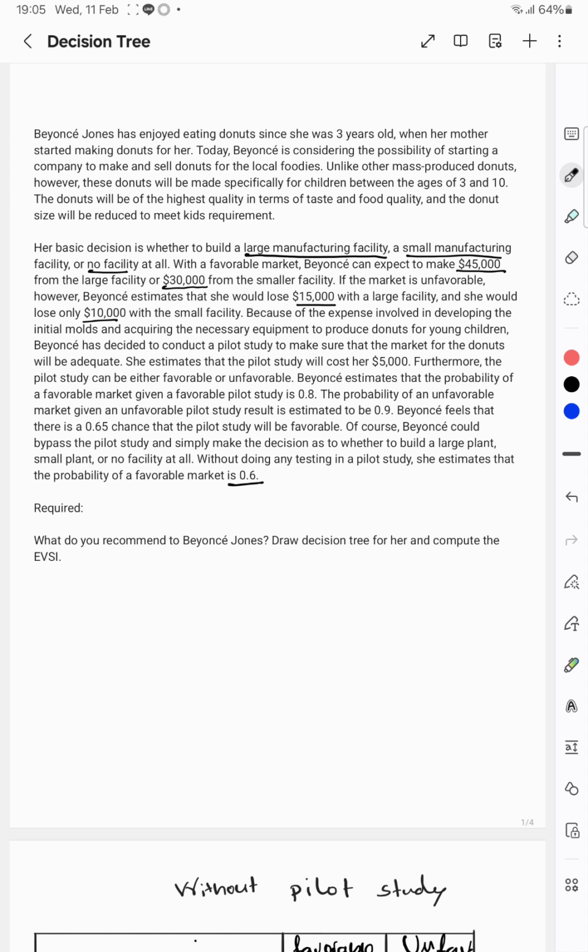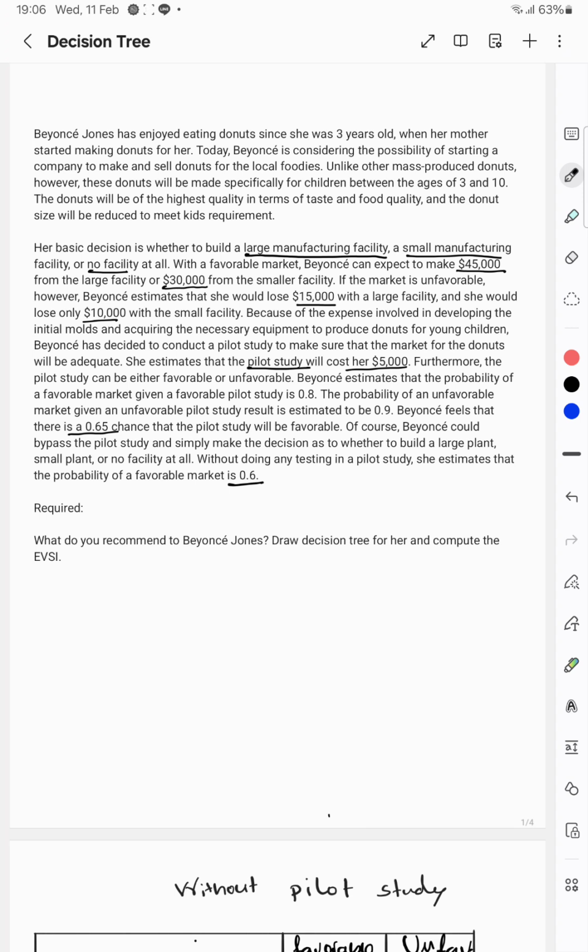Now she has an option here to conduct a pilot study, but it's not free. She has to pay $5,000 for that pilot study. Once she conducts a pilot study, the situation will change. The pilot study may bring a positive result or a negative result. The probability of a positive pilot study result is 0.65, and the probability of a negative pilot study result is 1 minus 0.65, which is 0.35.